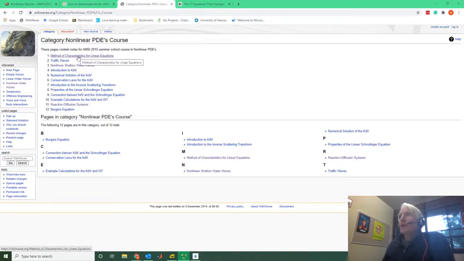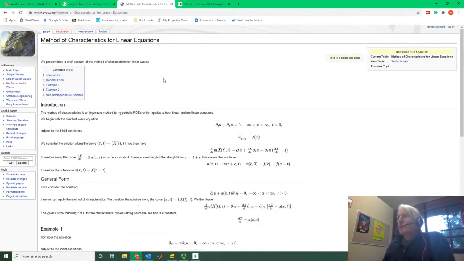Okay, so the method of characteristics for linear equations is what we're going to start with. So we're actually going to start with a fairly gentle introduction. Some of you may have already seen this. It depends on the course that went before. So we're going to start gently. We are going to do something a bit nasty though, because we're going to draw the picture of these, okay?